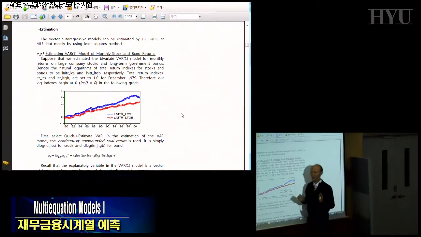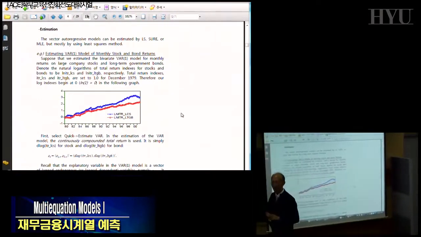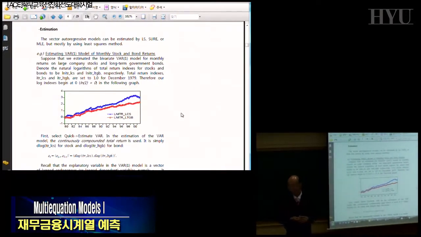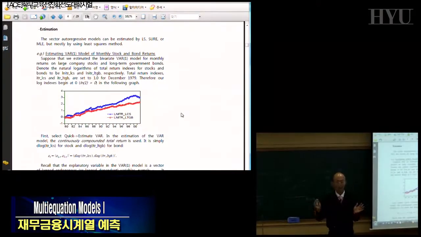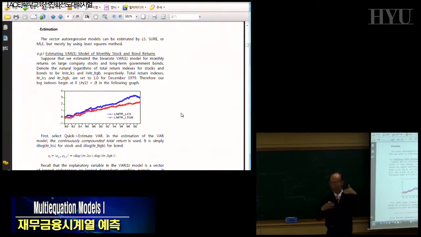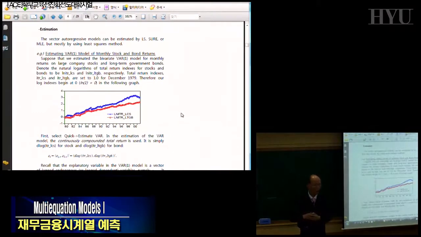Or in economics, we say things are determined simultaneously. Or we say stock prices, bond prices, and other major macro or financial time series are determined jointly. Or we say endogenous, right?